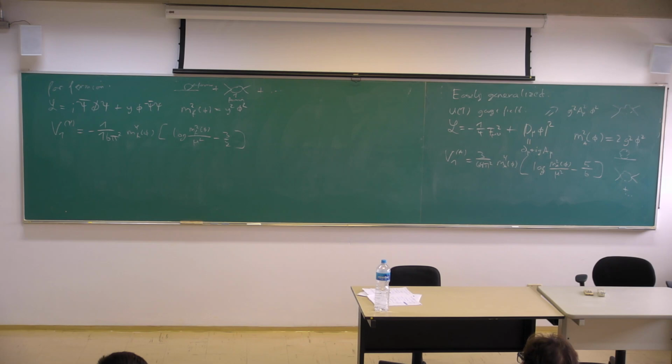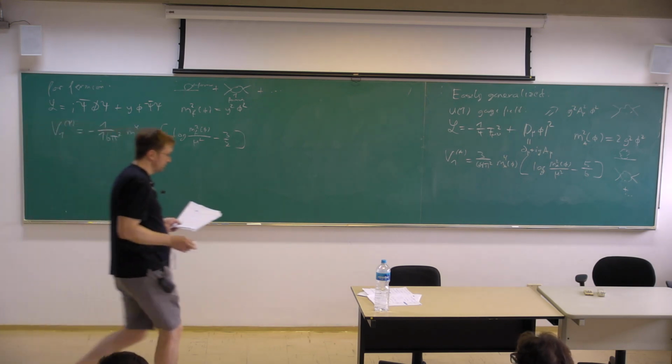Anyway, the point is that these are universal formulas that you can just bluntly apply. You can forget about all the derivation, all the pain we had to suffer to get there, and you can just use these formulas to calculate the one loop correction to the potential of some scalar field.